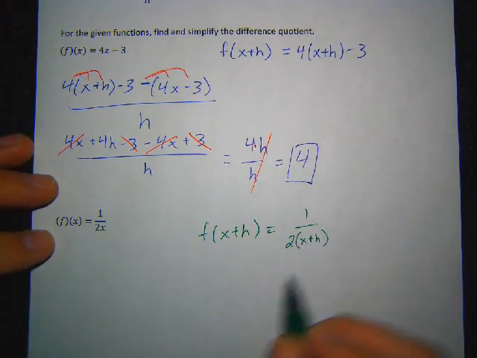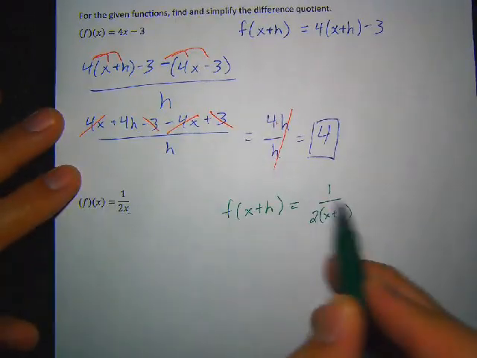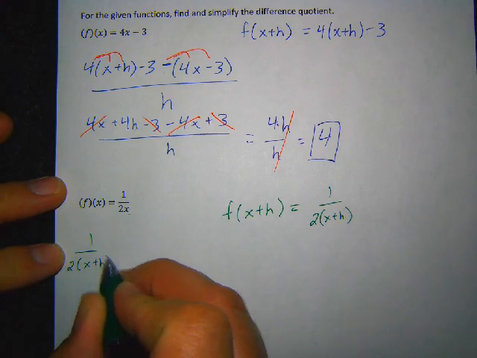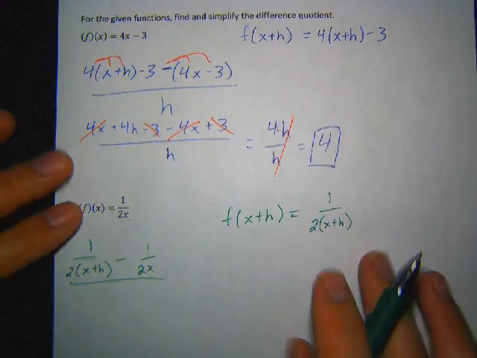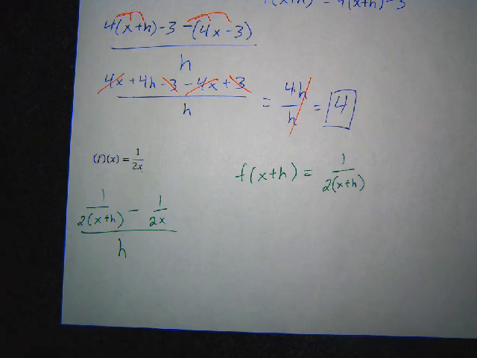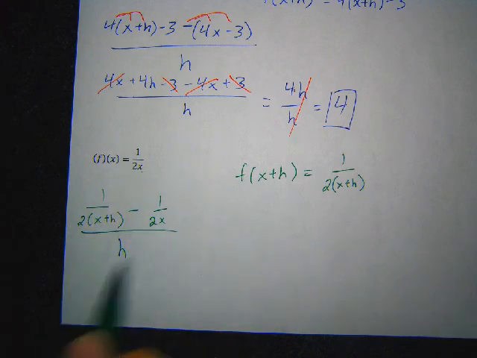Okay, we're going to do the same thing where we take f of x plus h minus f of x. Take this one minus this one. So I get 1 over 2 times x plus h minus 1 over 2x. And then I take that whole thing and divide it by h. And you see that we're back to that situation where we have compound fractions, right? I got fractions inside fractions.